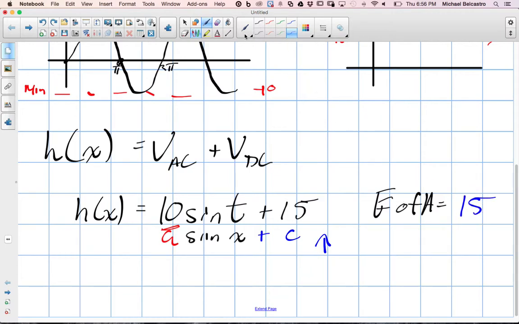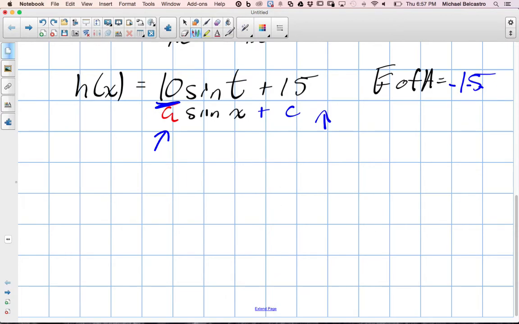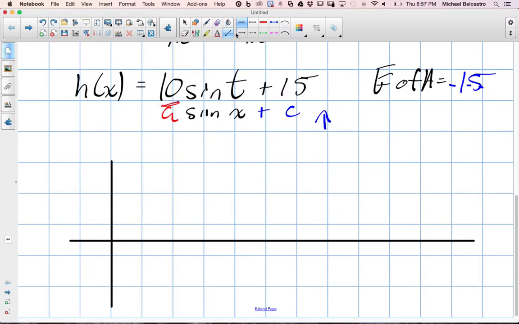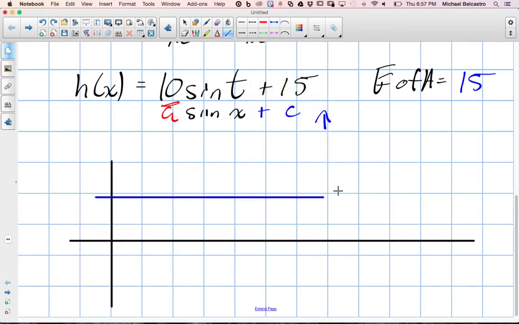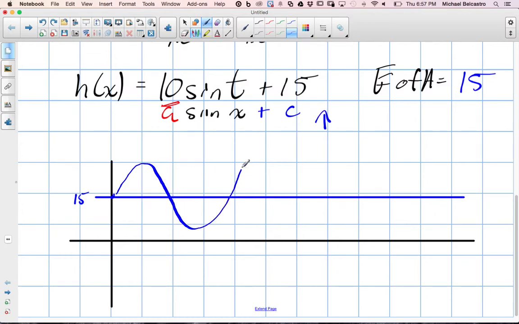Using that information, since we know the amplitude is 10, and the equation of the axis is at our new number 15, we'll do another rough sketch here on the side, and then we'll sketch it on our graphing calculator. We'll do the new one in blue. Our new equation of the axis is at 15, and we have an amplitude of 10, so it goes up 10, and then comes back down 10, up 10.